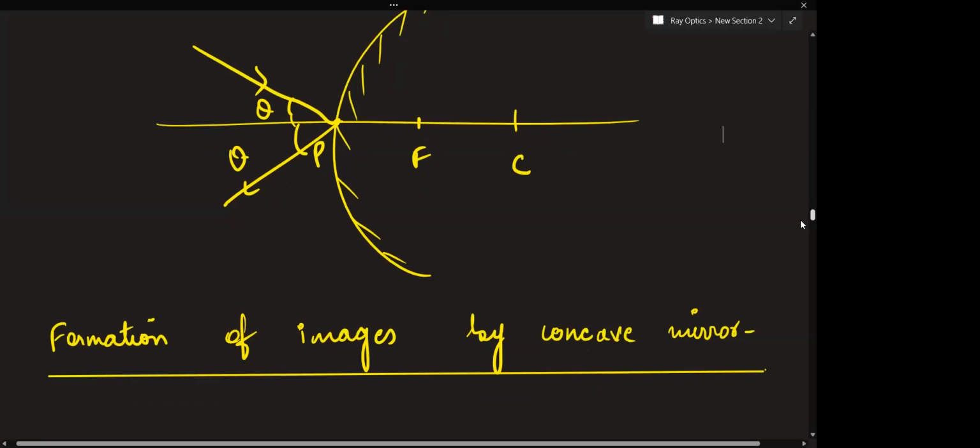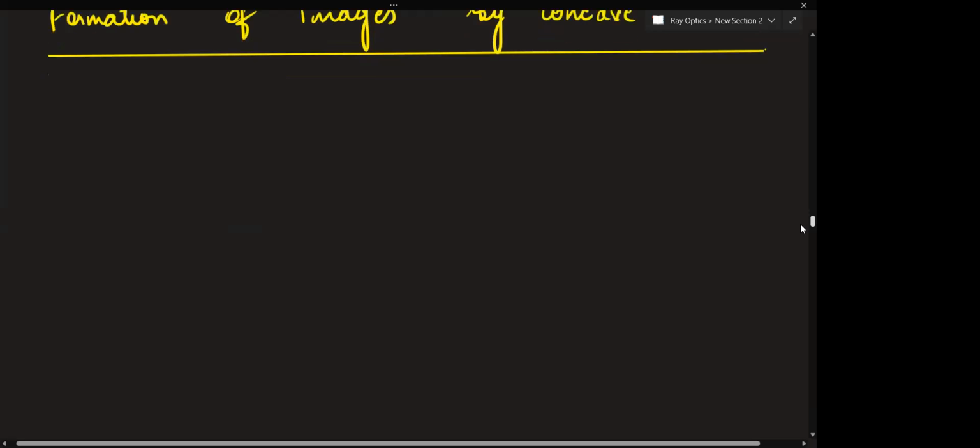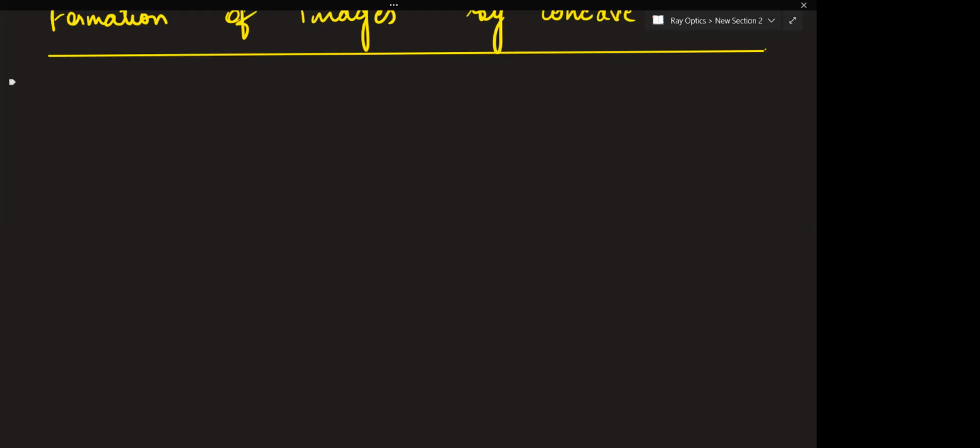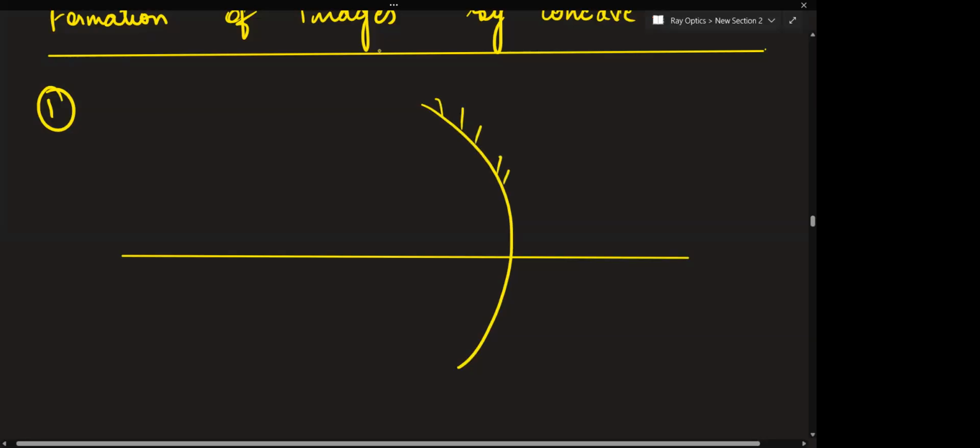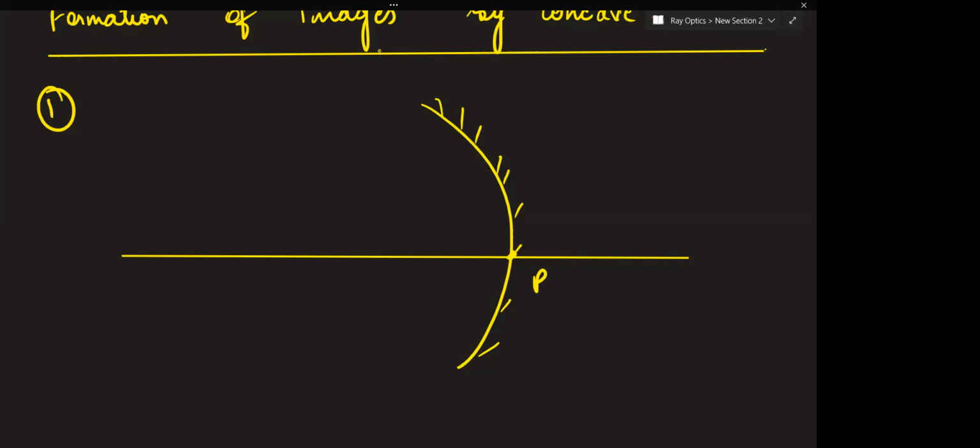See, formation of images by concave mirror. I think this you must have done it already in your 9th or 10th standard. This was included. So you can recall it, but this will still come with certain modifications. So this is a principal axis. This is a concave mirror. This is the pole. You have the focus. You have the center of curvature.